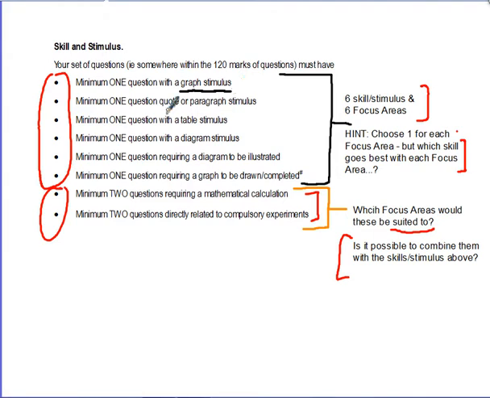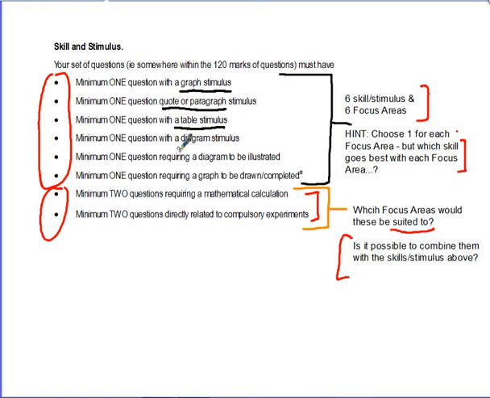It's possible to use a quote or a paragraph. You could have a paragraph or a quote about environmental monitoring, about the impacts of ozone, and get students to write a paragraph about that. A table stimulus, that would be possible too. You can make a table of properties of CFCs, HCFCs and HFCs and get students to explain.